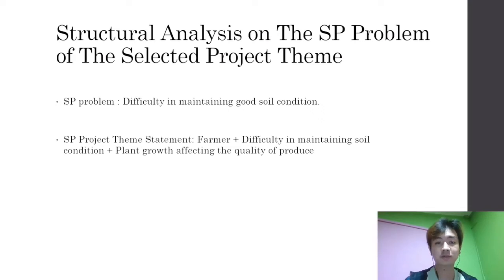Our specific problem, the problem of the selected project team, is a farmer's difficulty in maintaining good soil condition, which results in plants' growth affecting the quality of produce. How we notice this problem is that in agriculture, most of the problems that a plant is facing can be observed on the plant, such as the leaf or the stem. However, it is very difficult to observe soil condition, as good soil and bad soil is visually similar.